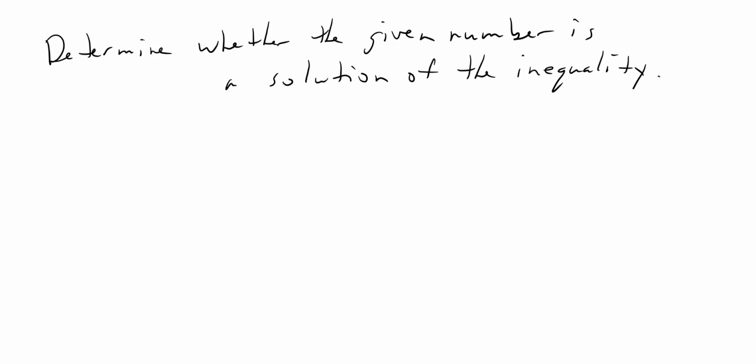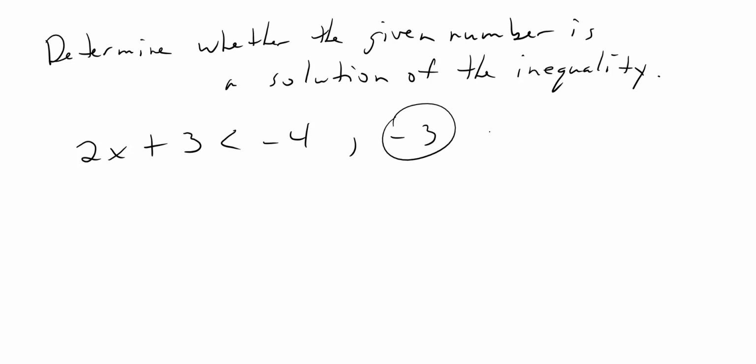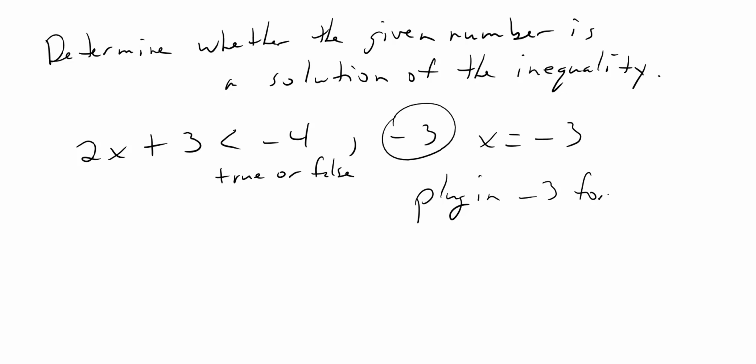Okay, so this is what's going to be given here. You're going to be given 2x plus 3 is less than negative 4. And then I'm going to give you a number, I think it's actually just a comma, negative 3. So truly what it's saying here is, hey, when x is negative 3, is this true or false? So let's plug it in. That's all you do. You plug in negative 3 for x.